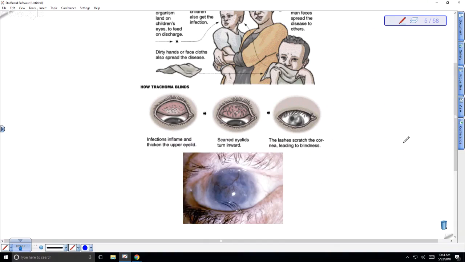Okay. So that would be a really horrible way to go blind, I think, because it would be extremely painful. You can cure it with antibiotics, but some places they don't have medical treatment for it.